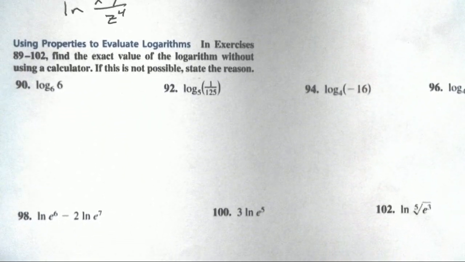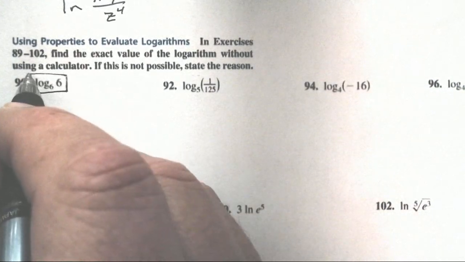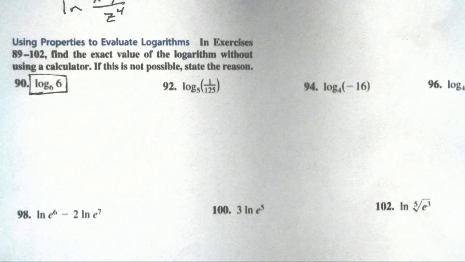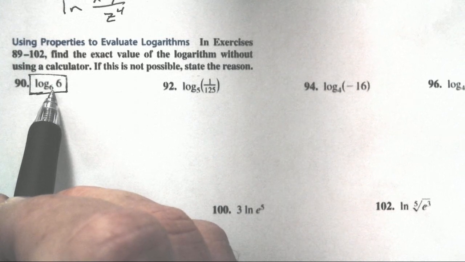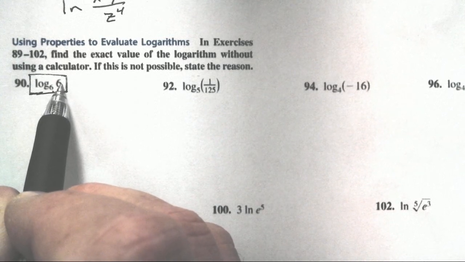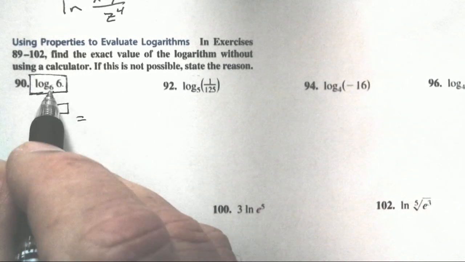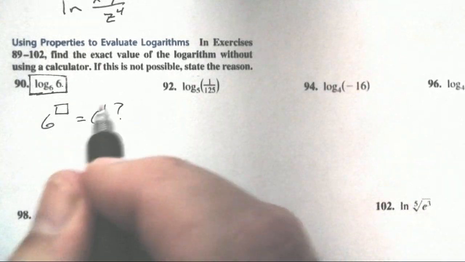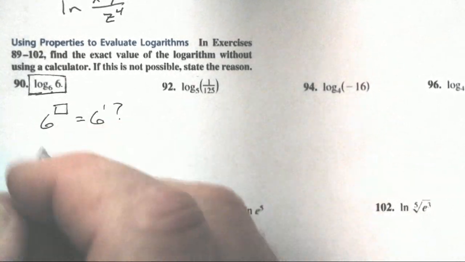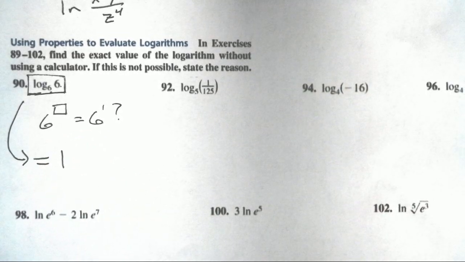Okay, find the exact value of the logarithm without using a calculator. Now, what is a logarithm? A logarithm is the exponent. So this thing is the exponent that turns its base into its argument. What is the exponent that turns 6 into 6? Well, of course, if this is 6 to the 1st, this must be 1. So this whole thing just equals 1.